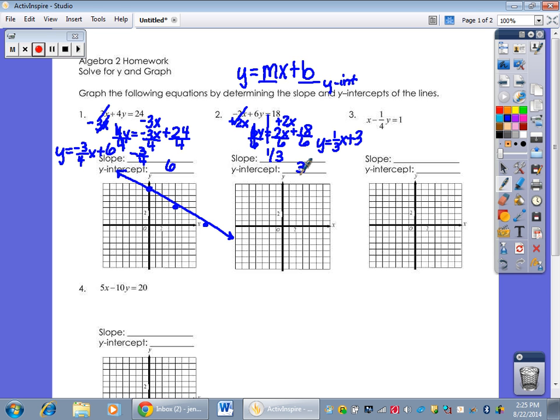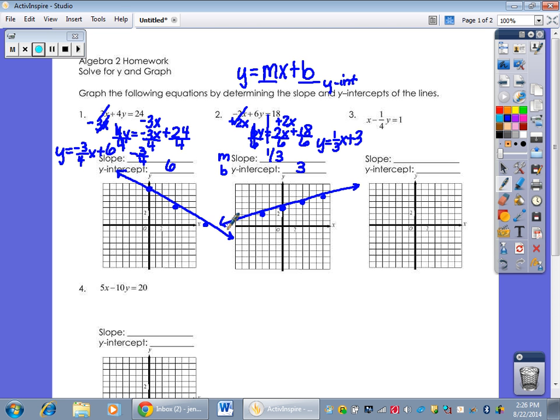Okay, now that we have the slope and the y-intercept, we're going to begin with b and move with m. Remember, this is the b, this is the m. So we're going to begin at 3 on the y-axis because it's a y-intercept. And from there, we're going to move up 1 and to the right 3. We're going up because 1 is positive. We're going to the right because 3 is positive. Down 1 and to the left 3 would also be in that same line. Connect the dots and we have our line.